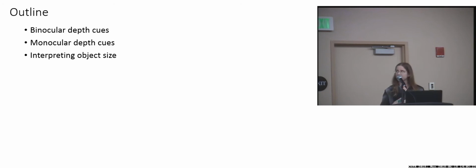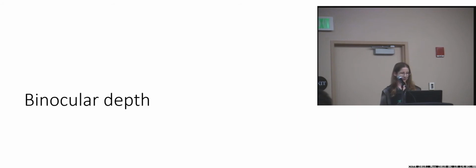And after talking to you about the depth cues that the visual system uses, I'll separately talk about how you interpret object size. So obviously, interpreting the real world size of an object is very much related to your perception of the 3D structure of a scene. But there's also some cool, interesting differences there.